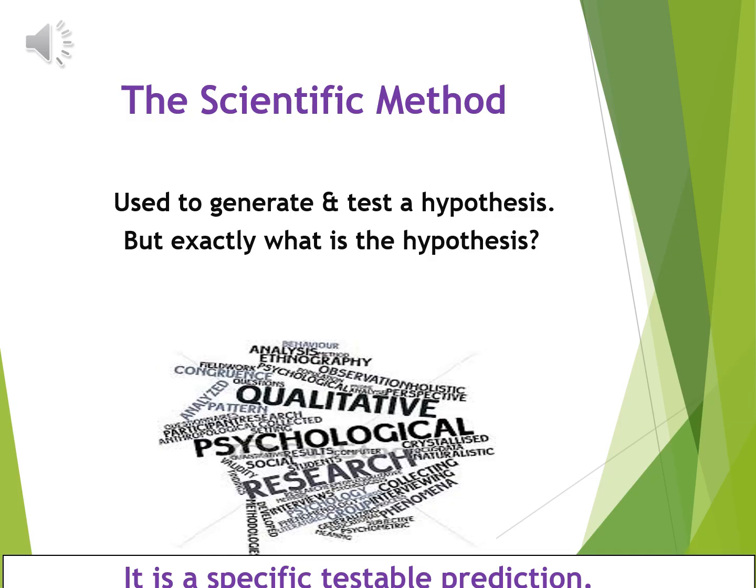So the scientific method is used to generate, in other words, to make and test a specific hypothesis. But what is a hypothesis? It is a testable prediction, and it needs to be specific. So we can't say that, oh, this thing affects the other thing. That's too vague. How does it affect it? It gets slower, faster, stronger, weaker, sadder, happier, accurate, less accurate. You get the idea. So it's a very specific, testable prediction.